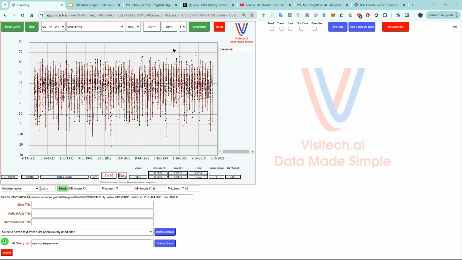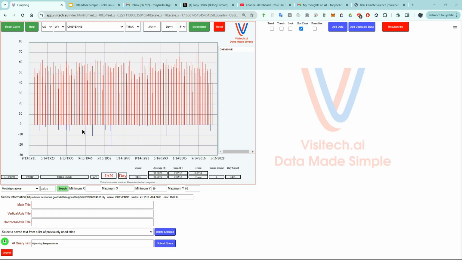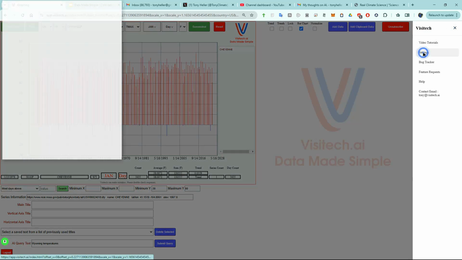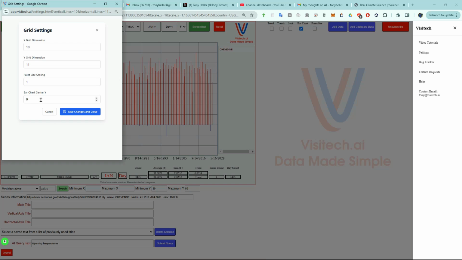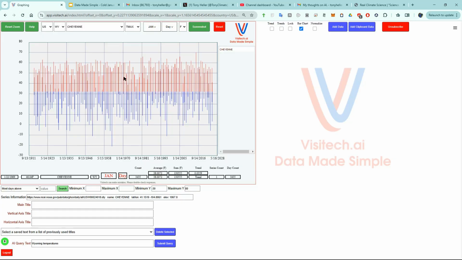The next thing I want to do is look at this graph as a bar chart. Right now it's showing temperatures above 0 degrees Fahrenheit in red and below 0 degrees Fahrenheit in blue. I want to change this so that it shows temperatures above freezing in red and below freezing in blue. So I'm going to come over to Settings once again and select Bar Chart Center Y as 32. Now we have temperatures above freezing in red and temperatures below freezing in blue.